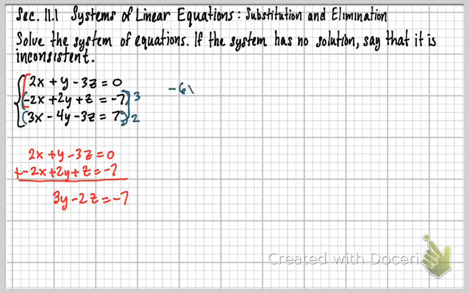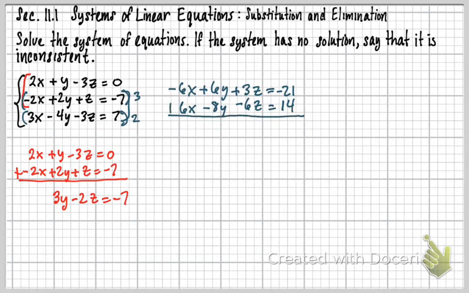So that's negative 6x plus 6y plus 3z, and that equals negative 21. Okay, and then for the bottom one, I'm multiplying by 2, so that's going to be 6x minus 8y minus 6z equals 14. And now I'm going to take those 2 and add them together.